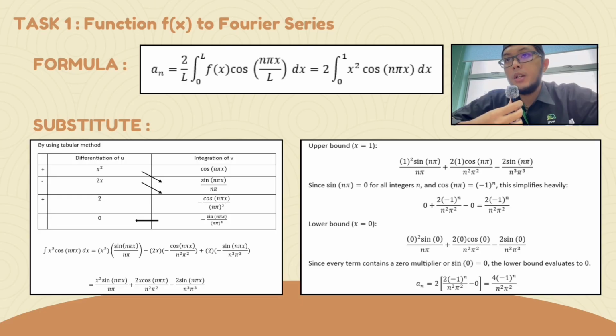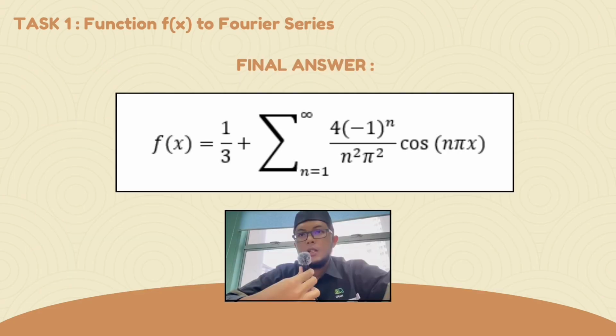Then we proceed to find the an, which is 2 over L, integral from 0 to L of the function of x cosine n pi x over L dx. We already know the value of L, which is 1, and we already know the function, which is x squared. We evaluate this integral by using the tabular method here, and we input the upper bound and lower bound, basically the upper limit and lower limit, inside this expression. And lastly, we get the final answer for this particular question.